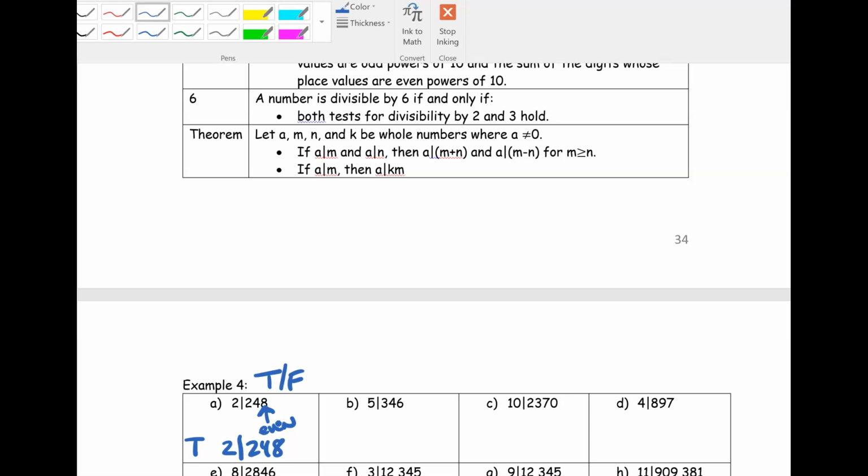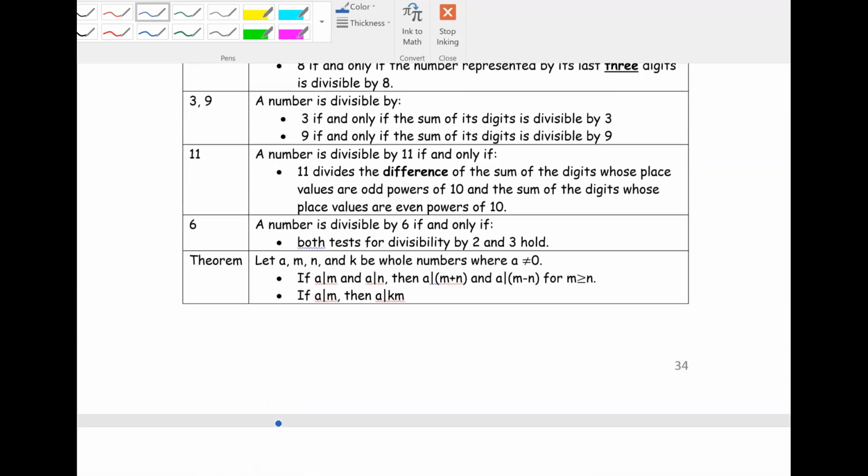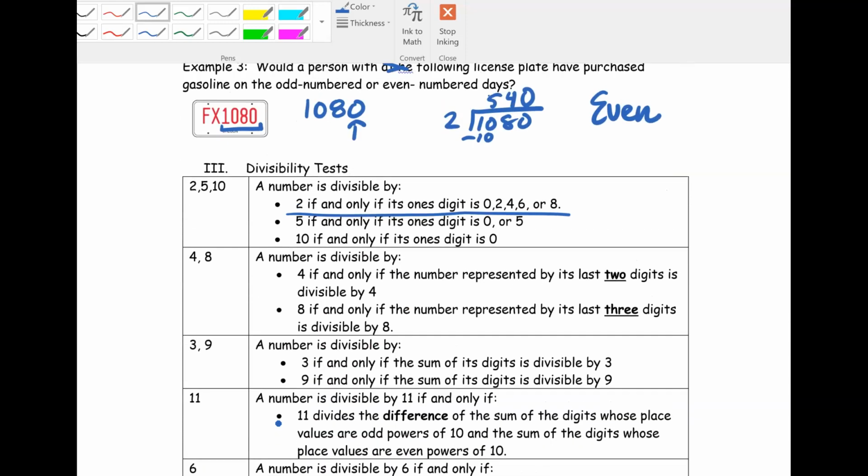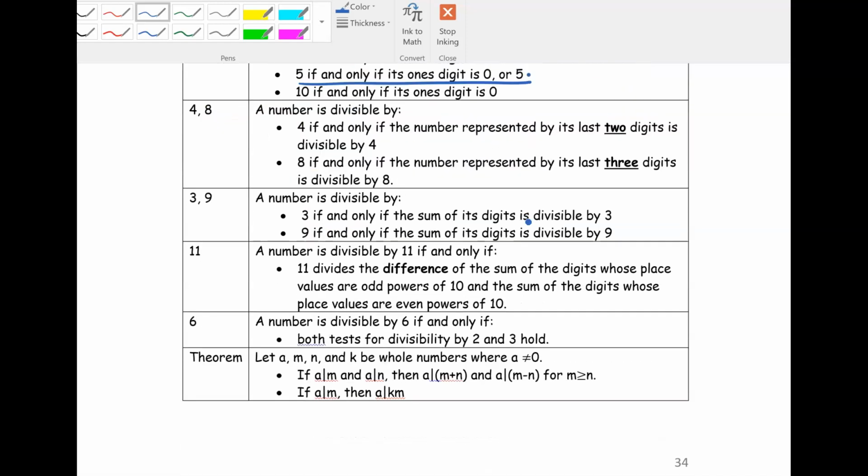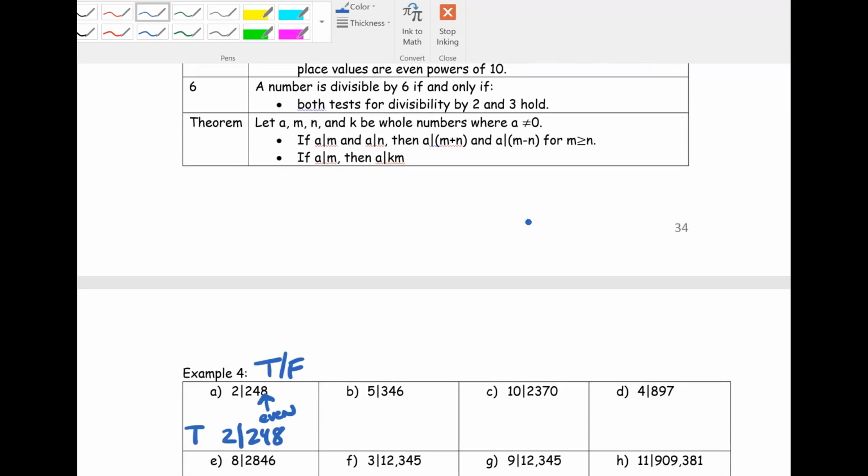So the next one, does 5 go into 346? Well, what do we know about 5? 5 goes into a number if and only if its ones digit is 0 or 5. So that basically means, does the number end in a 0 or 5? It has to. So this number does not end in a 0 or 5. It ends in a 6. So we're going to say false. Does not end in a 0 or a 5 would be the explanation.